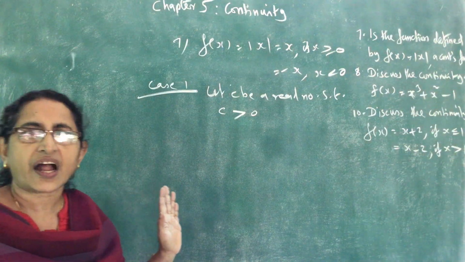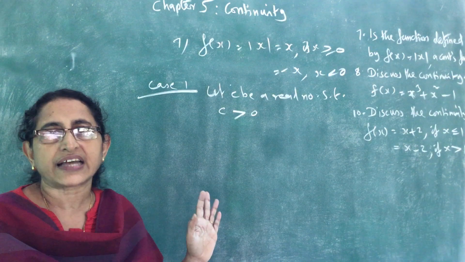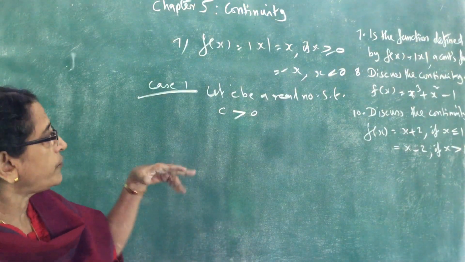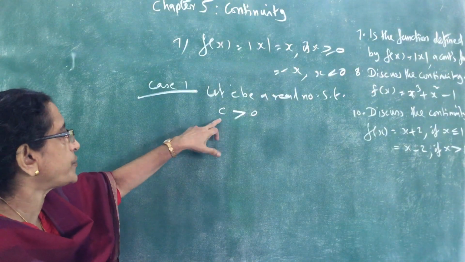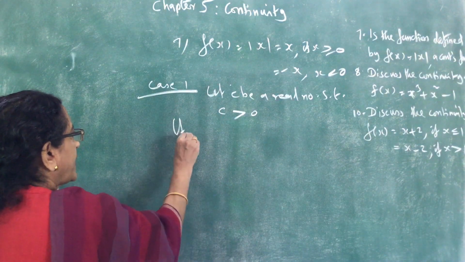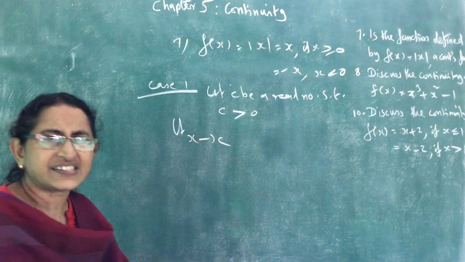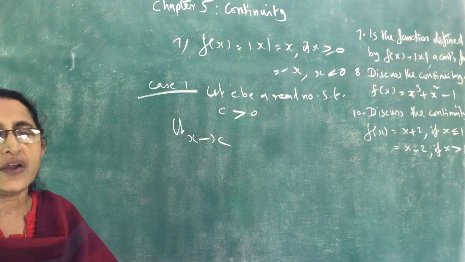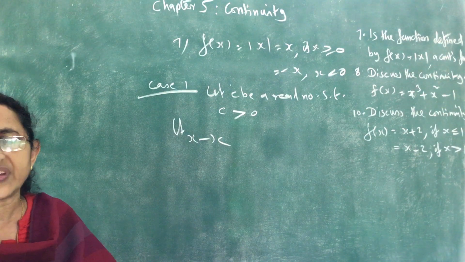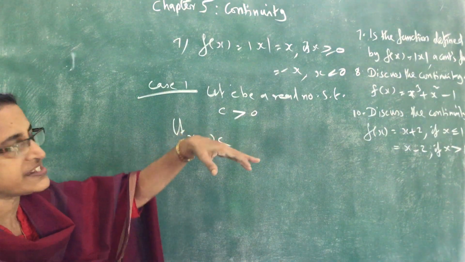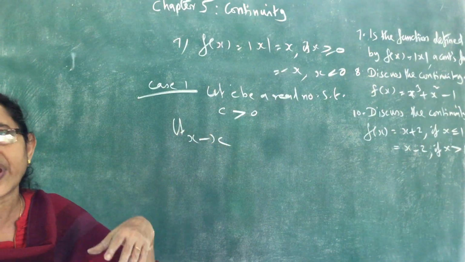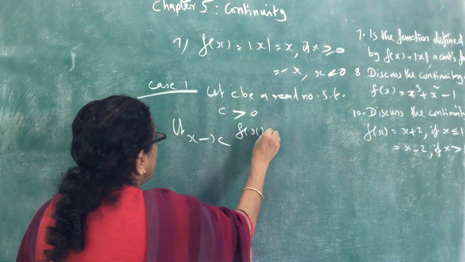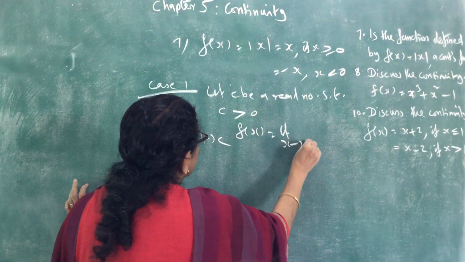So if the function is continuous at x equal to C, we say that the function is continuous at all real numbers greater than 0. Now we are going to check the continuity at x equal to C. For that, limit x tends to C. C is a particular real number which is greater than 0. The definition is limit x tends to C of f of x equal to f of C. So we find limit x tends to C of f of x.